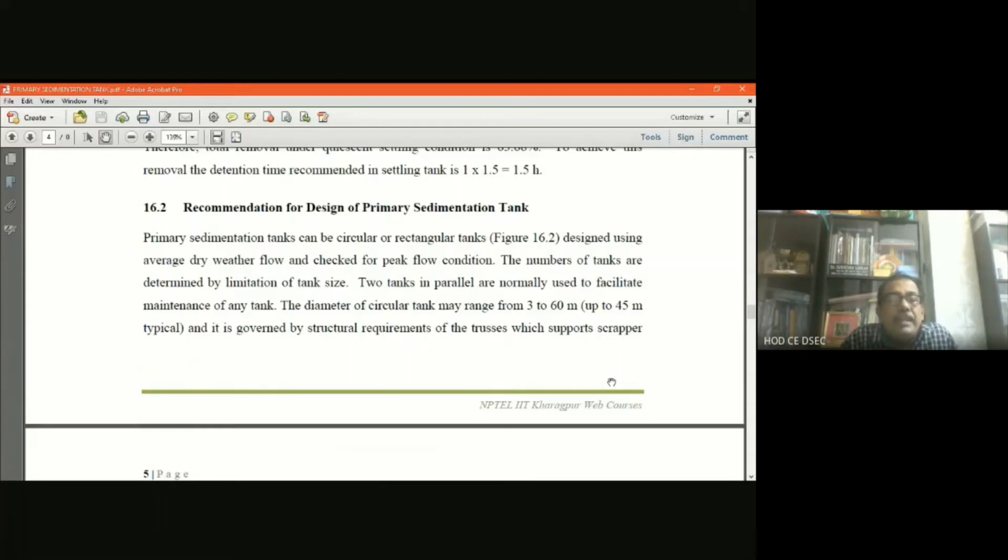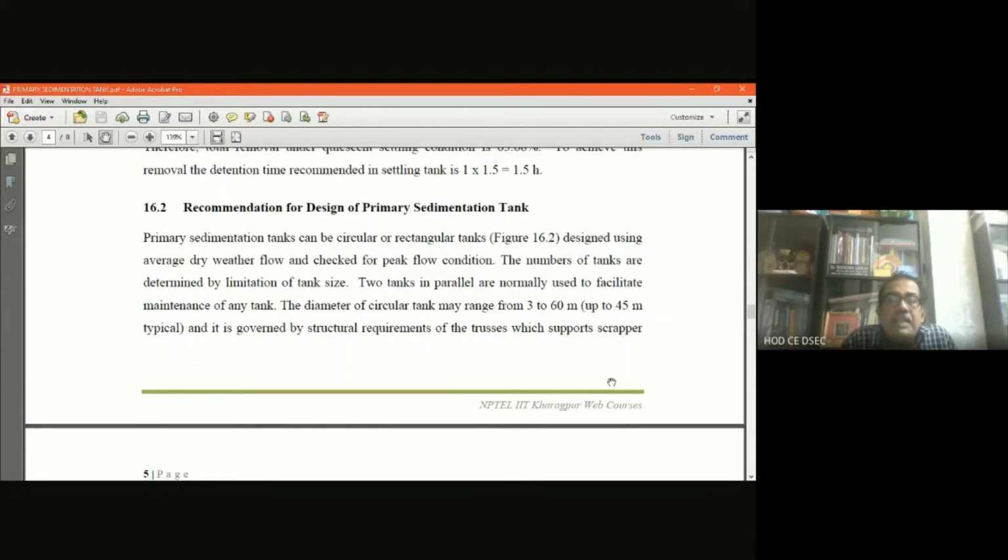Now the number of tanks is determined by the limitation of the tank size. Two tanks are generally placed in parallel to facilitate maintenance of the tank, because if one tank is under maintenance, I can't shut down the treatment plant, so the other tank can process the flow. So at least one parallel standby tank for maintenance purposes has to be there.